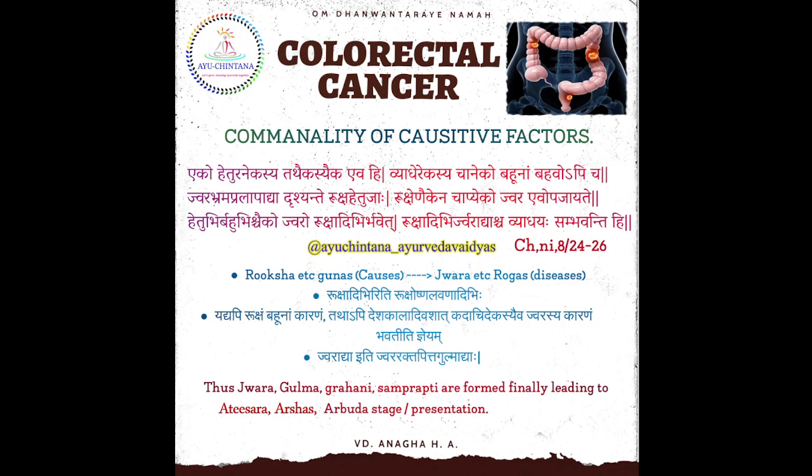So let's take the causative factor here as the ahara nidana and vihara nidana that we have already explained, and put it into different categories, and we arrive at a stage where it explains one roga leads to another, another roga leads to another, because all have the same cause. So it can be the jvara, the gulma, the grahani samprapti formed, finally leading into atisara, arshas, arbuda stage or the presentation. So all can happen just with the cause of vatakara ahara and vihara nidana.